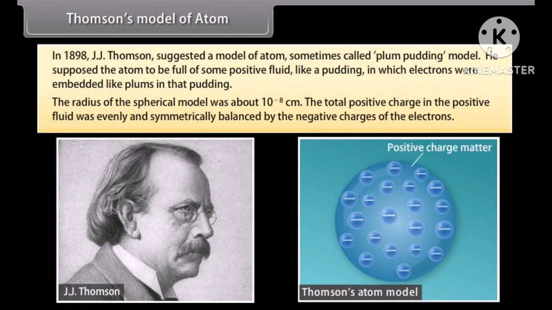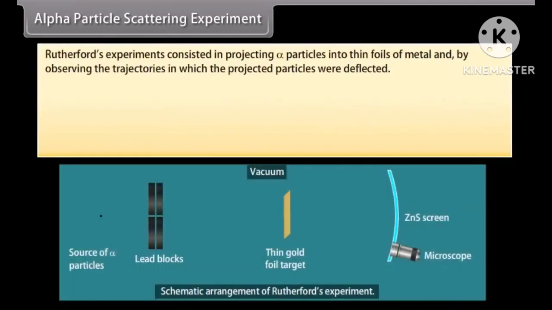But this model was discarded because it failed to satisfy the results of the experiments performed by Rutherford. Alpha particle scattering experiment. Rutherford's experiments consisted in projecting alpha particles into thin foils of metal and observing the trajectories in which the projected particles were deflected.